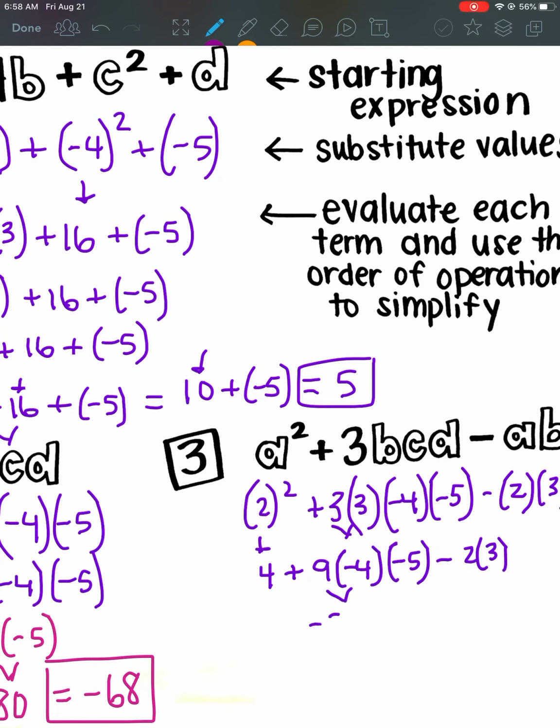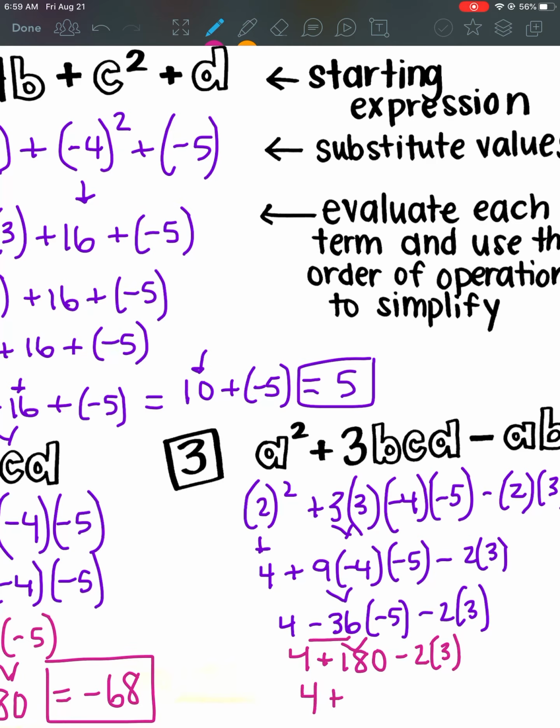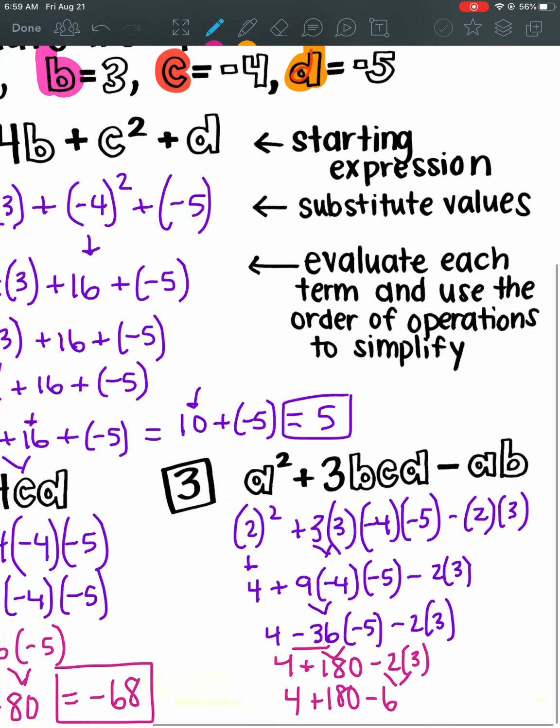I'm on my multiplication step. So 9 times -4 is -36. And then we still have that times -5 minus 2 times 3. Again, I look at this as -36. So a negative times a negative, we're going to end up getting a positive. And then 36 times 5 is 180. And then minus 2 times 3. So we have 4 plus 180, and then -2 times 3, -6.